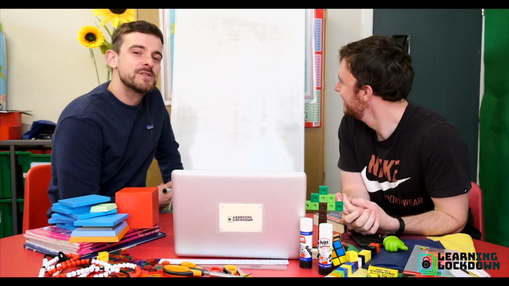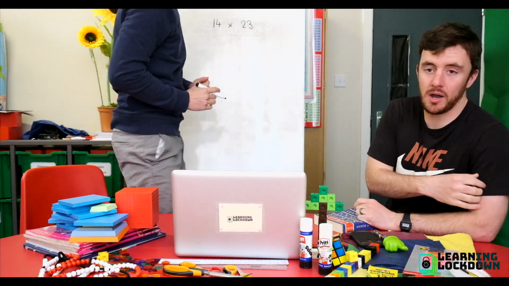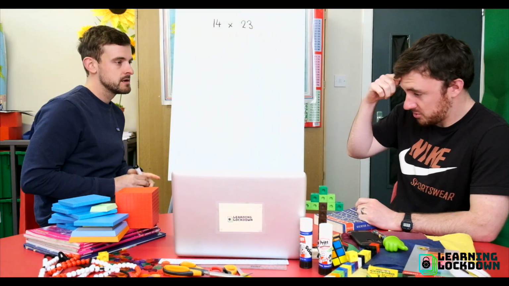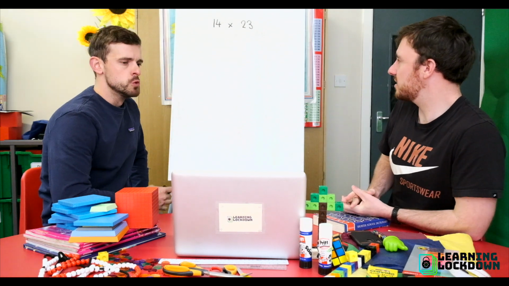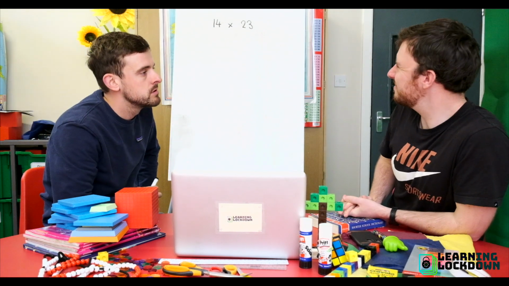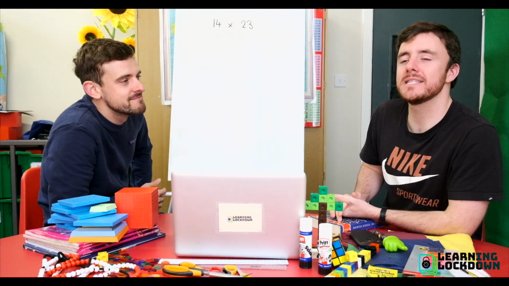Okay. So today we're going to look at two-digit multiplied by two-digit numbers. So we've got the calculation 14 times 23, or 14 lots of 23. And the method we taught yesterday and the day before doesn't really work here, okay? We need to use a formal written method.